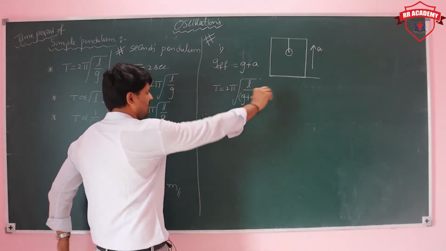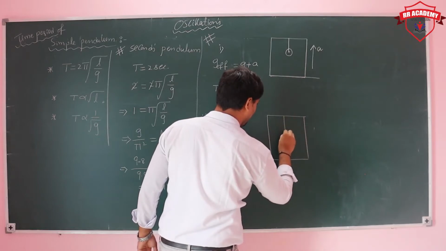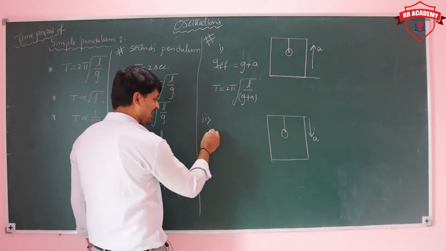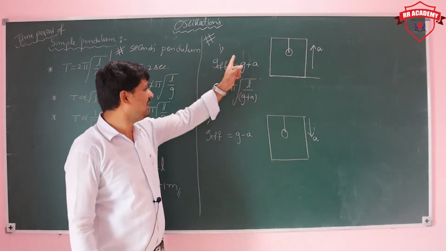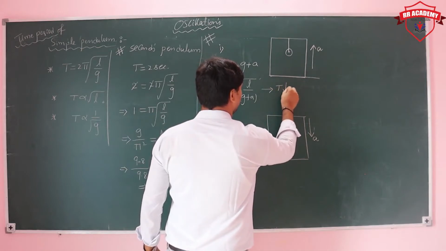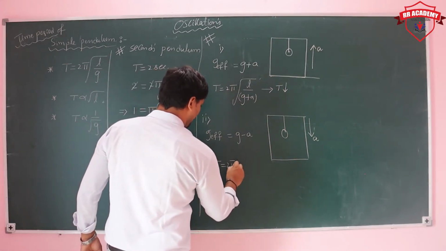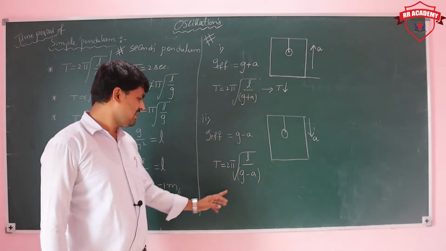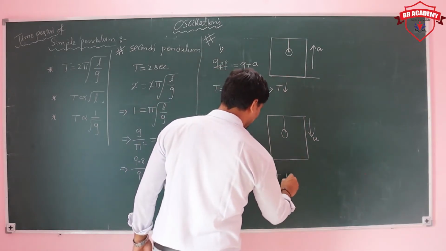Next, the second condition. If the lift is accelerating downwards with an acceleration a, then g effective simply becomes g minus a. When the lift is going upwards, g plus a. When the lift is going downwards, g minus a. In the first case, the time period decreases because the effect of gravity increases. And here the time period is 2π√(L/(g−a)), which means the effective acceleration decreases, so the time period increases.